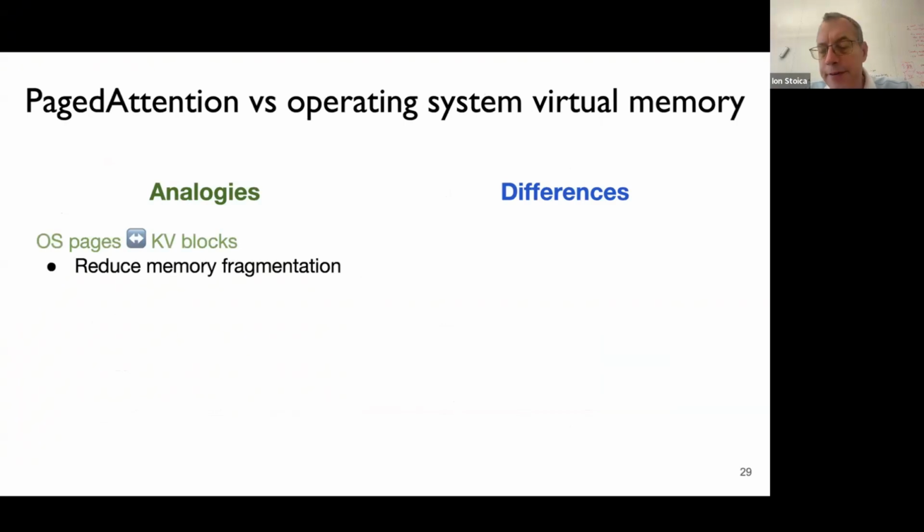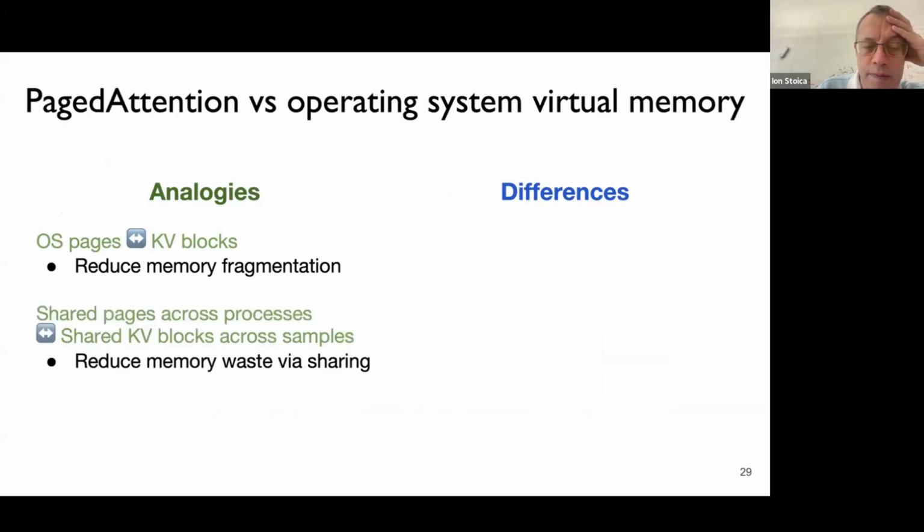So, but there are some differences as well. So what are the analogies? You can think about the pages like KV blocks, reduce memory fragmentation, and you can share the pages across processes. And similarly, you can share the KV blocks across samples, across requests.